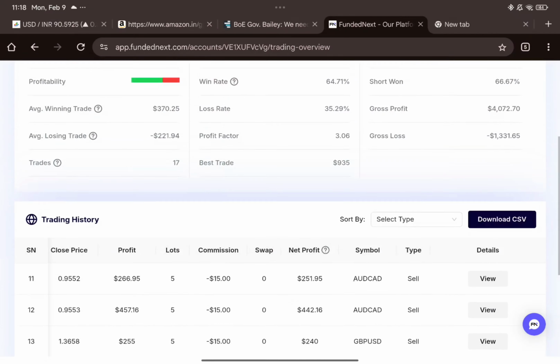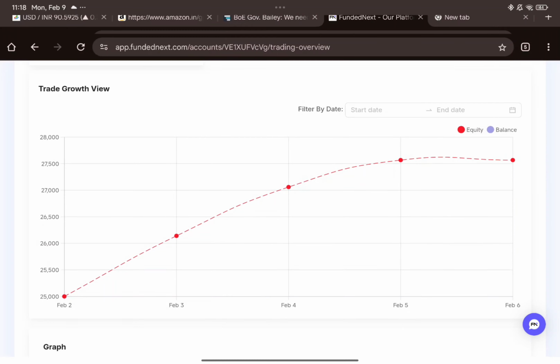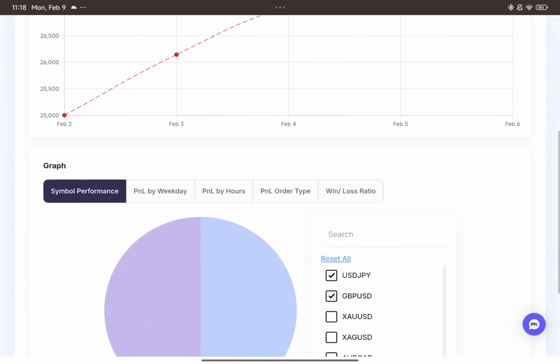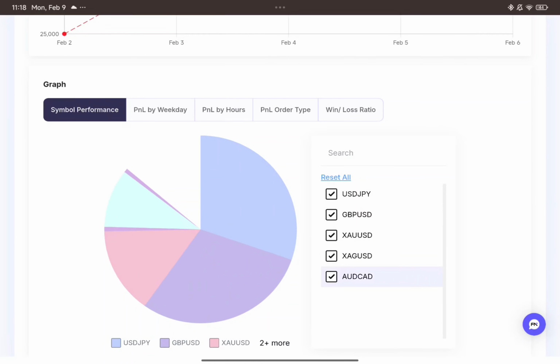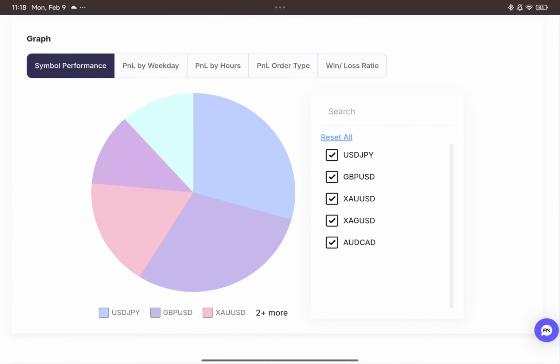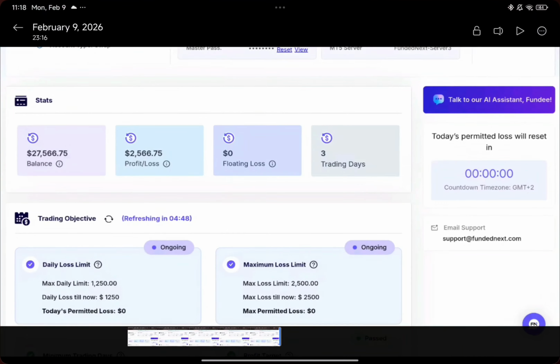This is a complete trading statement, and if we jump into the analytics, it was a complete linear growth, and there were no downs, only continuous linear growth. And these are the pairs in which I traded for this account: USDJPY, GBPUSD, XAUUSD, XAGUSD, and AUDCAD. So let's jump into the trades which I made.